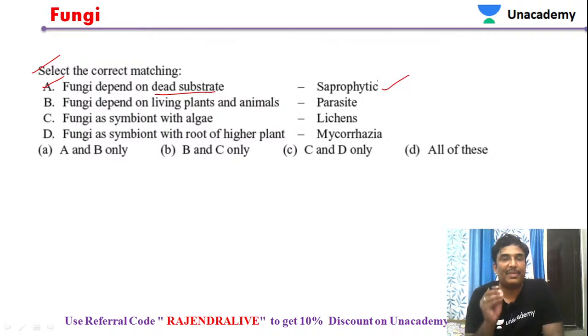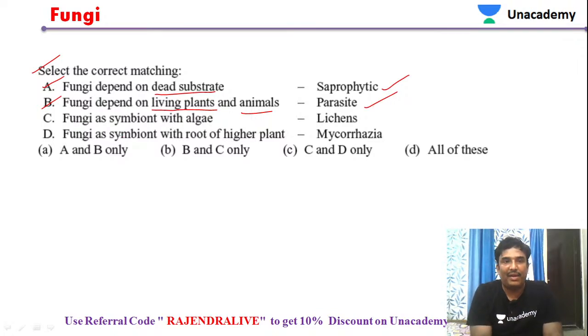When fungi depends upon dead substrate, such a type of nutrition is called saprophytic nutrition. Now that is absolutely correct. So statement A is correct. And if you see statement B, fungi depends on living plants and animals. Such a condition is called parasites. Yes, this is also a right statement.